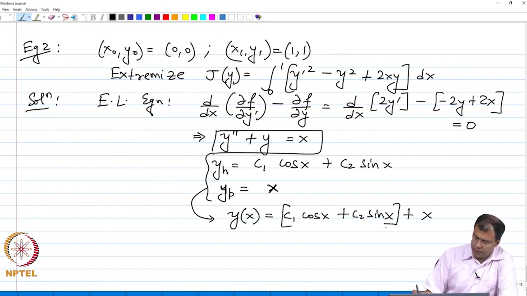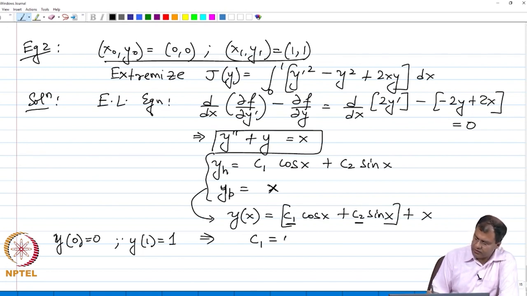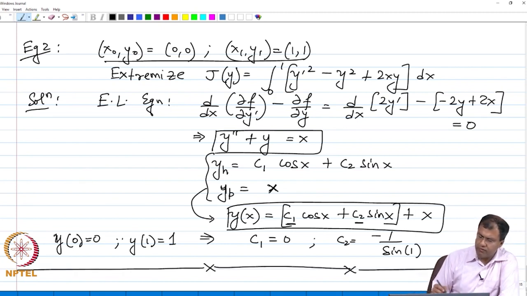Okay. So from here all I have to do is eliminate these constants by using the boundary conditions. In particular, I know that y of 0 is 0 and y of 1 is 1, and that leads to the first constant c1 being 0 and c2 coming out to be negative 1 by sin of 1. So I get a particular extremal out of the family of extremals. Okay. That is how we do a typical simple case study of finding the extremal of a functional.